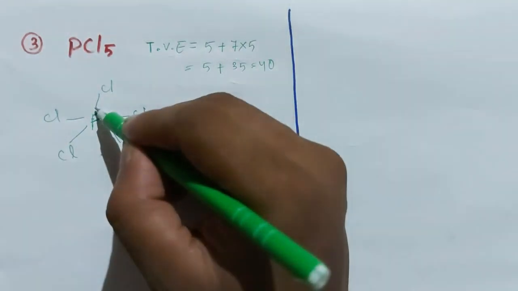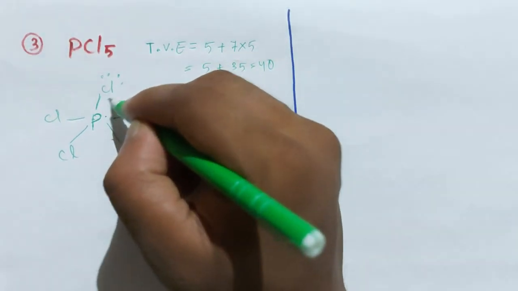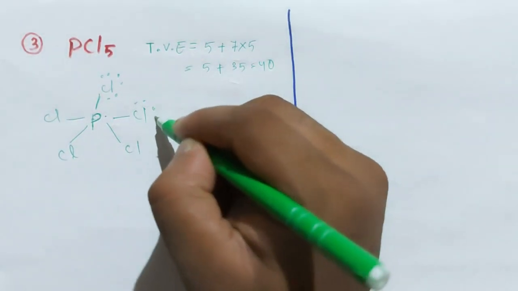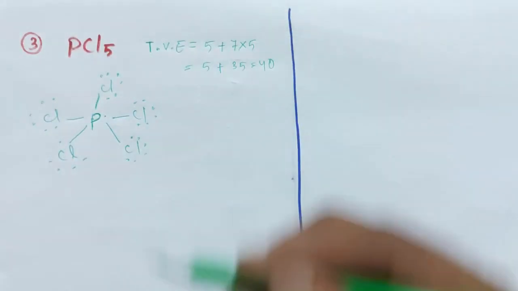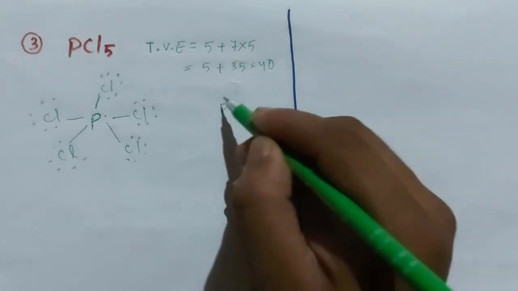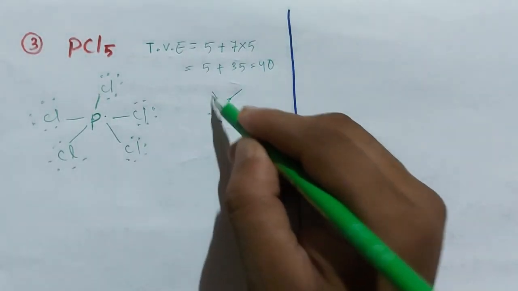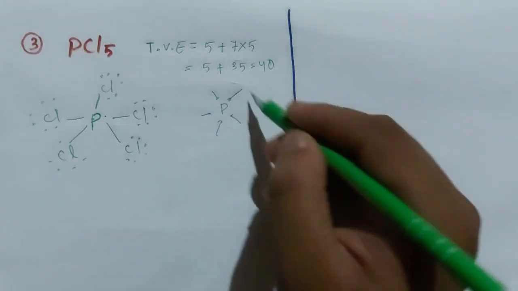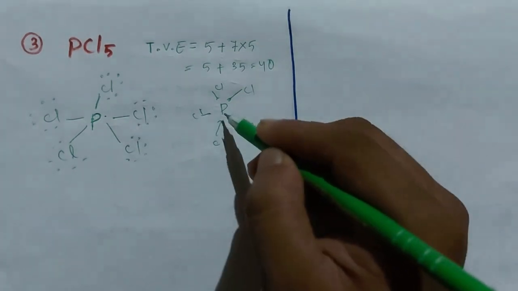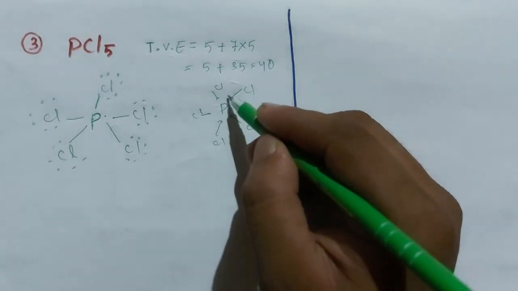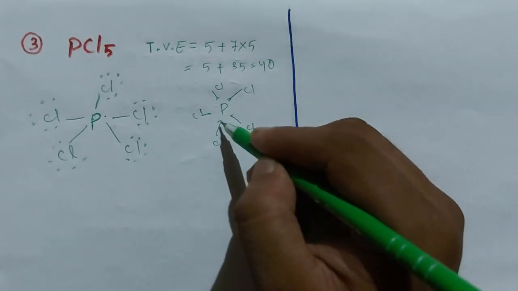Here 1 bond means 2 electrons, so it needs another 6 electrons. Like this, all the chlorines need 6 electrons for the octet configuration. Okay, and phosphorus has 5 valence electrons, and the 5 valence electrons are bonded with all the 5 chlorine atoms. So therefore, phosphorus does not contain any lone pair or any non-bonded electrons.